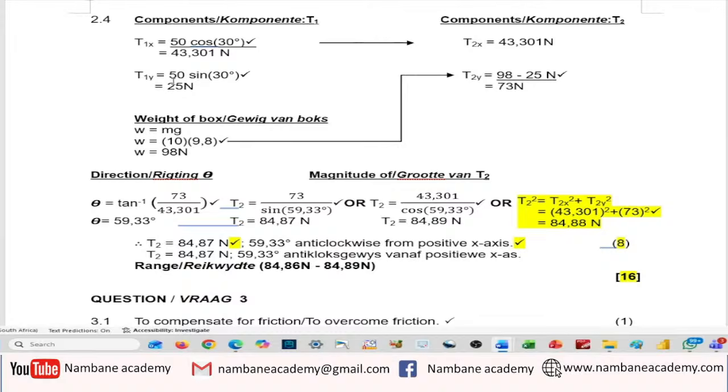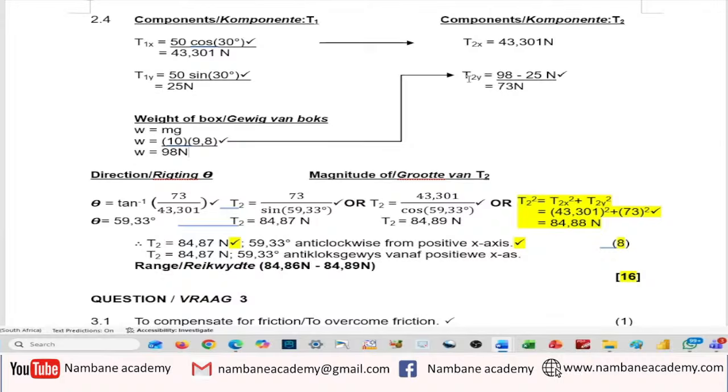Then learners will have to calculate the y component of T1, because for T1, at least we have the magnitude and the angle. So the calculation of the y component of T1 will be 1 mark. And then the substitution of weight, not the formula, colleagues. Here on the substitution of the weight, that is where another mark will be.